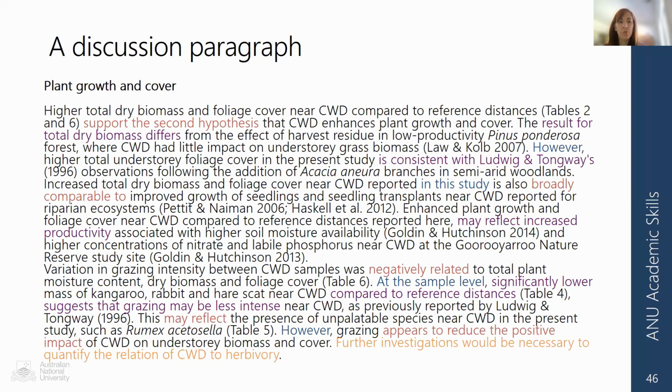And there's another one, supports the second hypothesis, where they're explaining their results: broadly comparable, negatively related, may reflect, appears to reduce. So they're always letting us know their findings and their commitment to those findings, leading us through. However, at the same level, and they're comparing, is consistent with Ludwig and Tanwe. Significantly lower, suggests that grazing may be less intense compared to something else. Okay, so putting it in conversation with other findings and making those explanations for whether findings are similar and different.